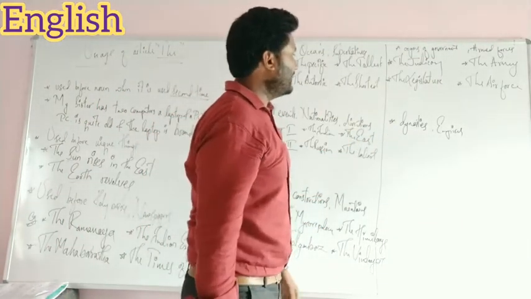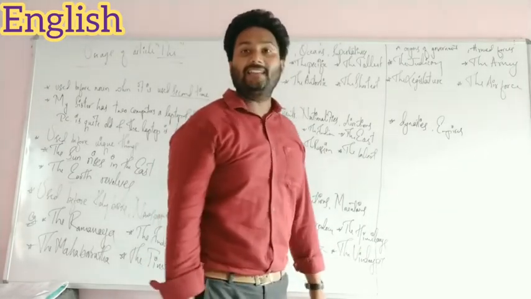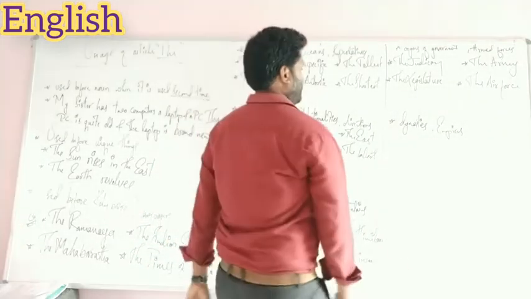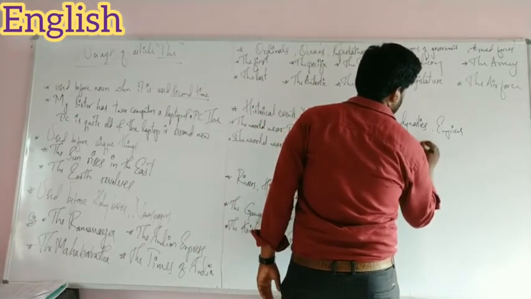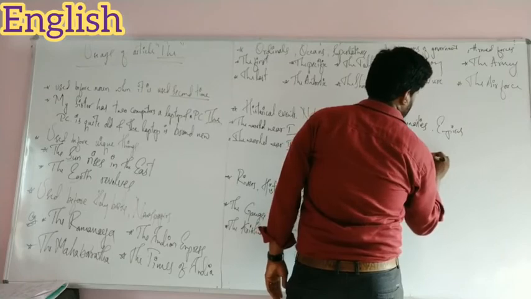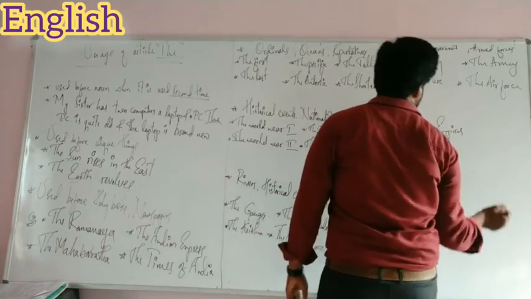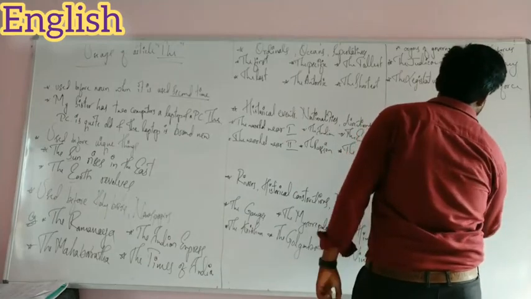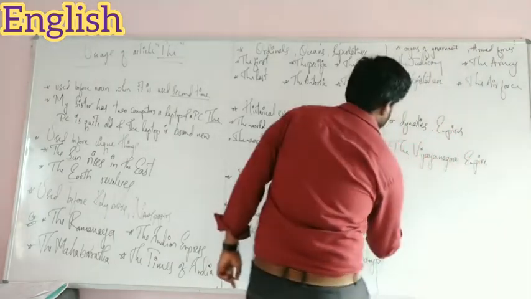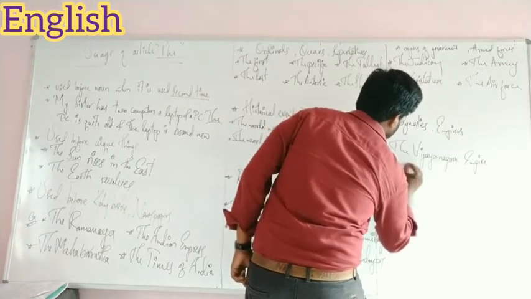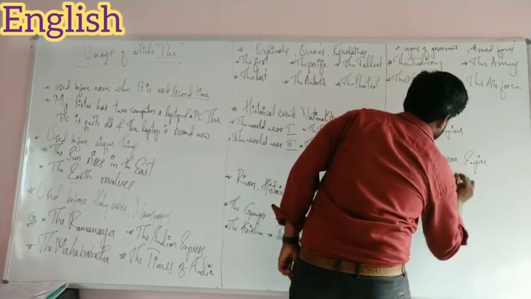And next and last, the article is used to represent dynasties and empires. See the example: the Vijayanagara Empire. Dynasty: the Gupta dynasty.